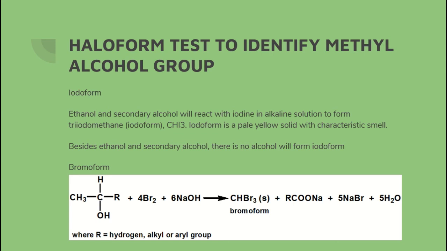How do we get to know the iodoform is being formed? We know it by its pale yellow solid with characteristic smell. Besides ethanol and secondary alcohol, no alcohol will form iodoform. We can also use bromoform.